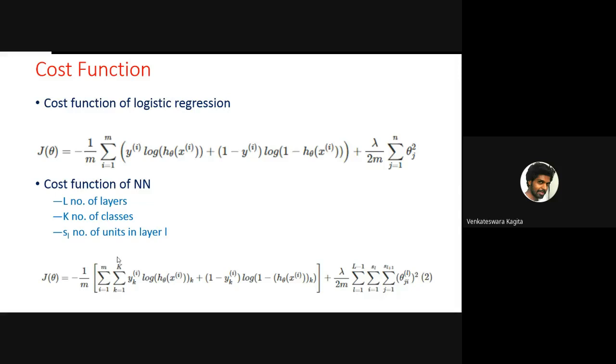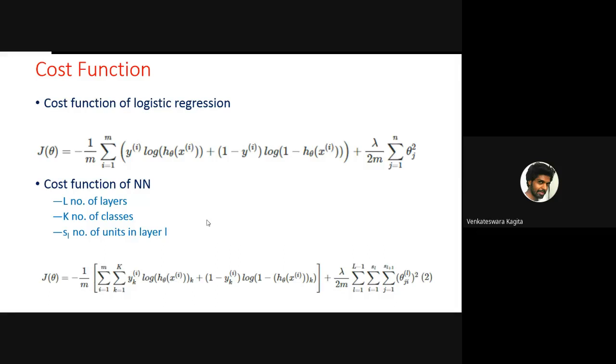So the cost function of a neural network with L number of layers and K number of classes, and SL number of units in layer L. I mean, the number of units in layer L is indicated with SL. With that, the cost function can be defined as just a sum over all the units. You're taking an extra sum here, that is k equal to 1 to K, where K is the number of classes. What you're doing is that for each and every output neuron, you are computing the cost and taking the sum over all these classes, all these output neurons.